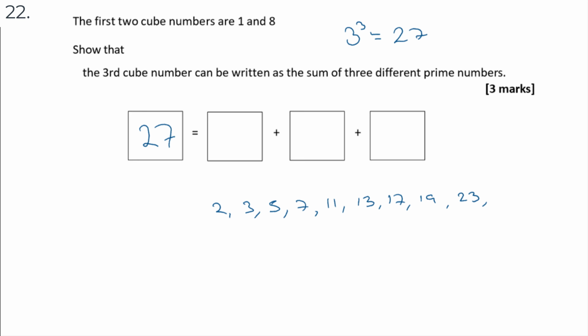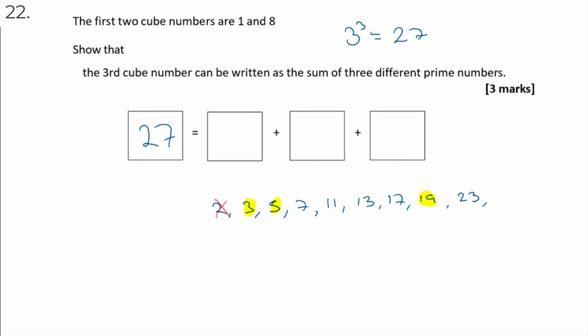So we want to add up to 27. Now it's an odd number, so we can't include 2, can we? Because an even plus an odd is an even. So it can't have 2 in it. So what can we do? Let's say we add 3 and 5, we get 8. We've got 19 left to find. So that works, doesn't it? So 3 and 5 and 19 works.